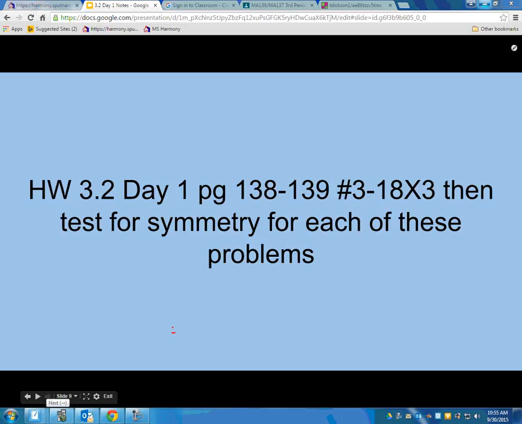I know, isn't that funny? We did 3.1 on our last test. 3.1 was midpoint distance.